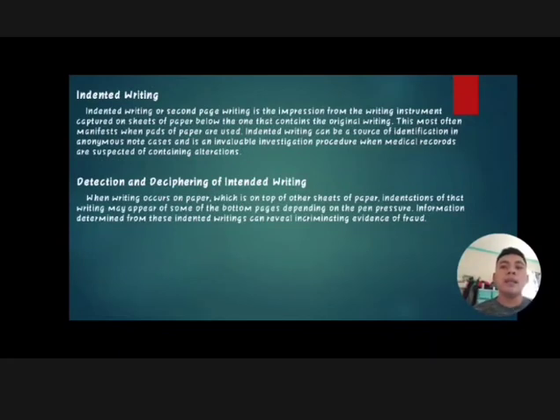Indented writing. Indented writing or second page writing is the impression from the writing instrument captured on the sheet of paper below the one that contains the original writing. This most often manifests when pads of paper are used. Indented writing can be a source of identification in anonymous note cases and is an invaluable investigation procedure when medical records are suspected of containing alterations.